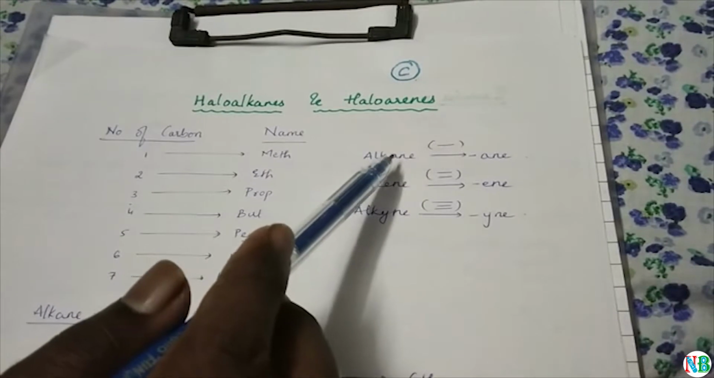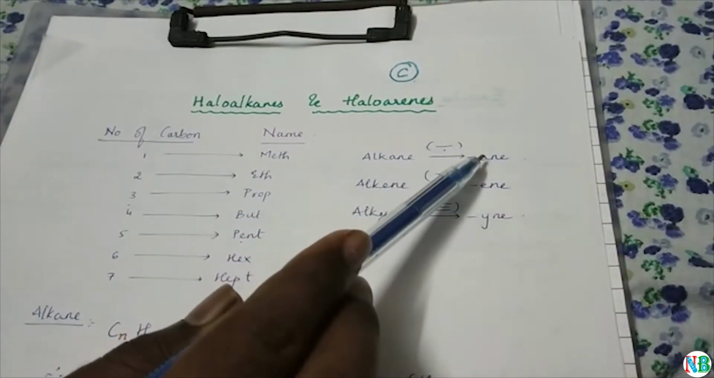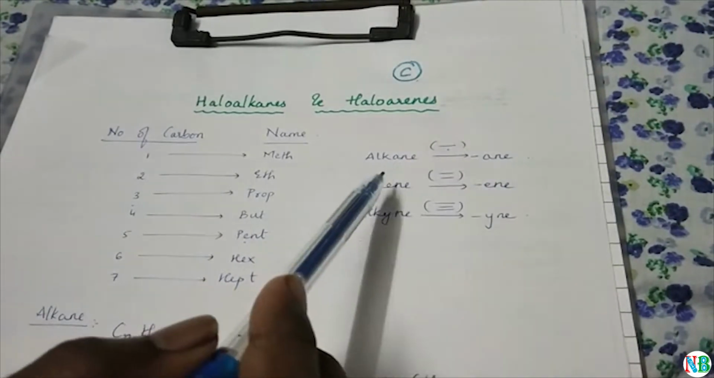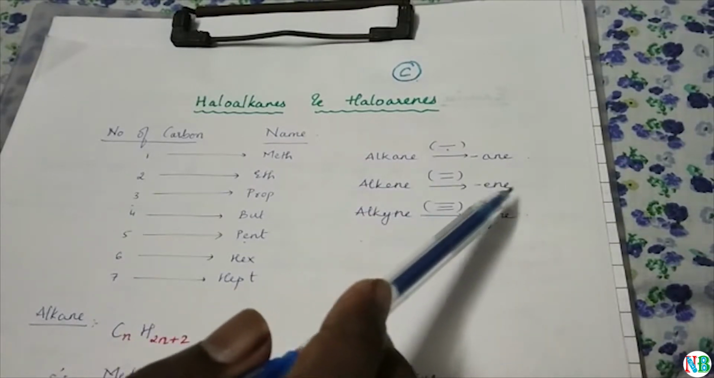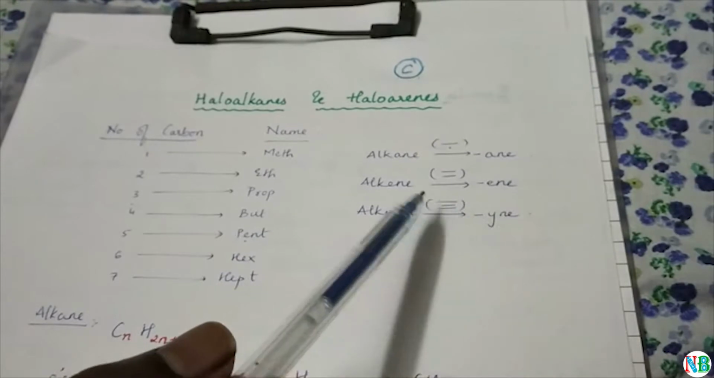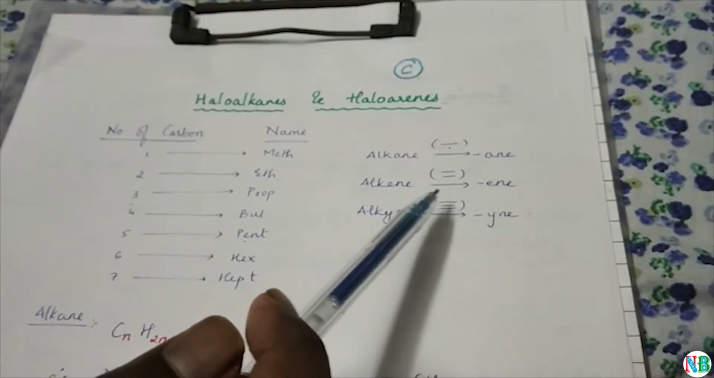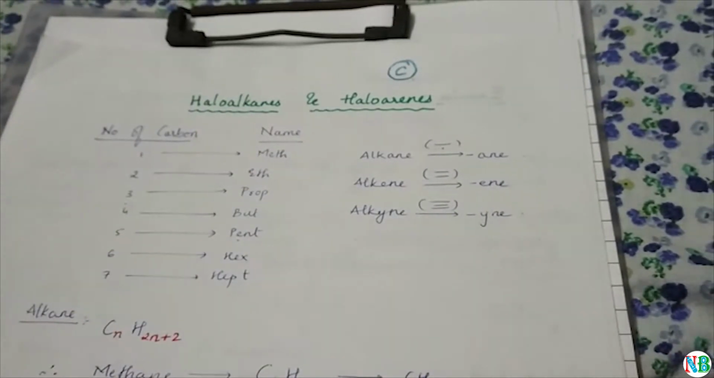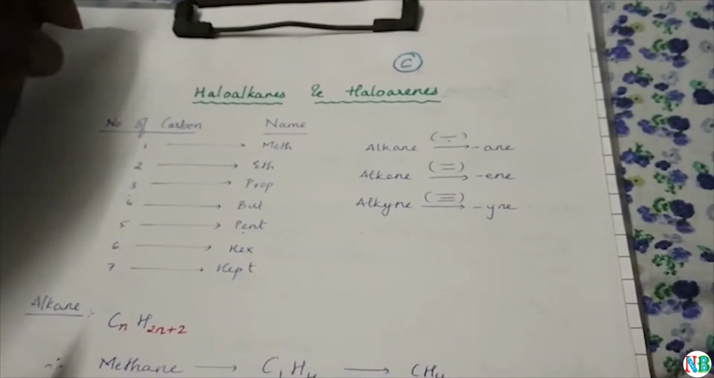Coming back over here, like I said, alkanes are single bond and are given the suffix ane at the end. Alkene has double bonds, and ene is given as the suffix. Alkyne has triple bonds and the suffix given is yne. This is all the basics that we have done maybe in the 11th standard. Now moving on, what are alkanes?